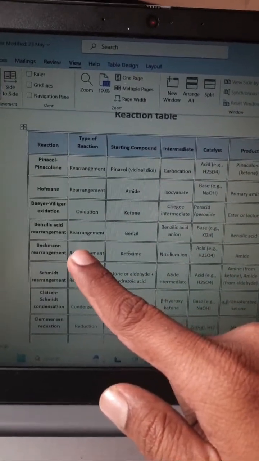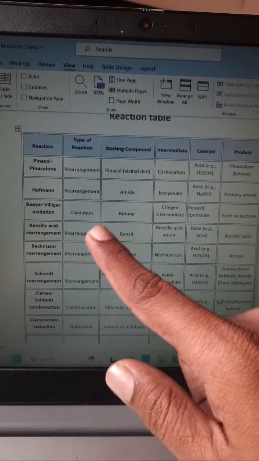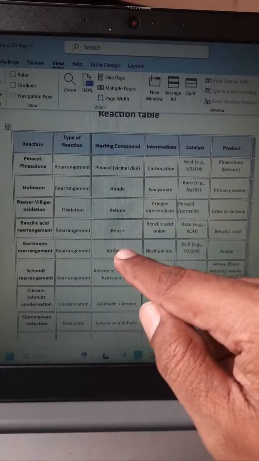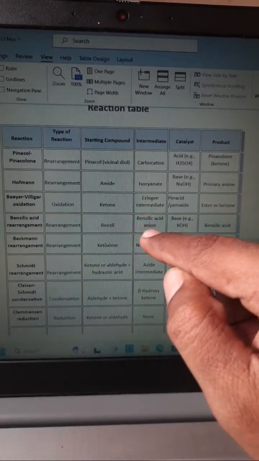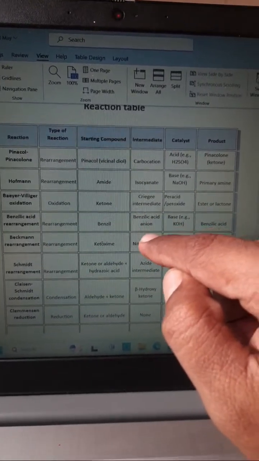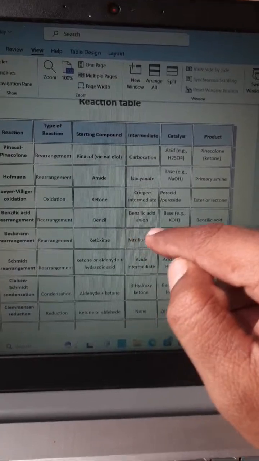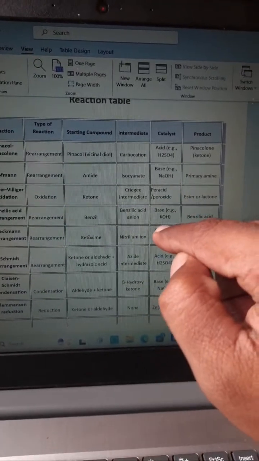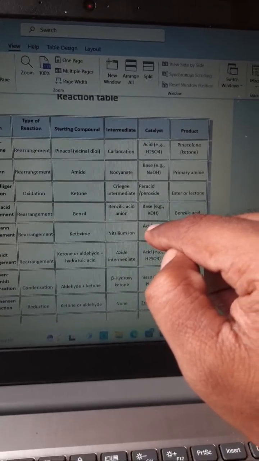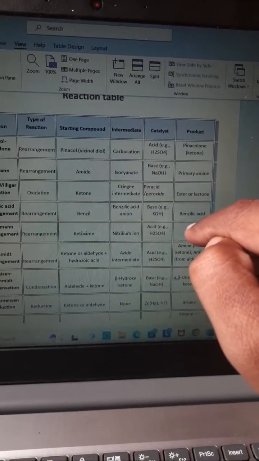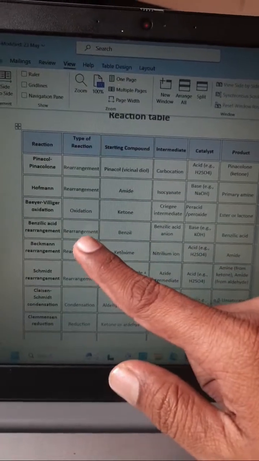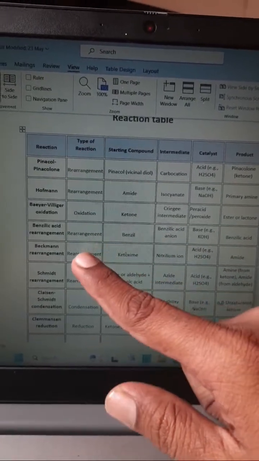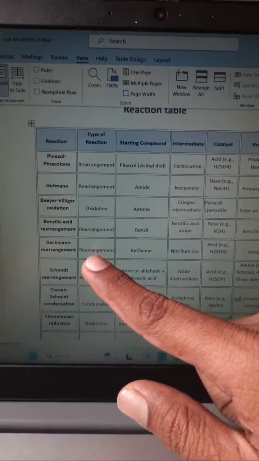Next one is benzilic acid rearrangement. It is a rearrangement. The starting compound is benzil, and the intermediate is benzilic anion. For this we require a strong base like potassium hydroxide, sodium hydroxide, and the product formed is benzilic acid. It is simple, benzil to benzilic acid, and the name is benzilic acid rearrangement.